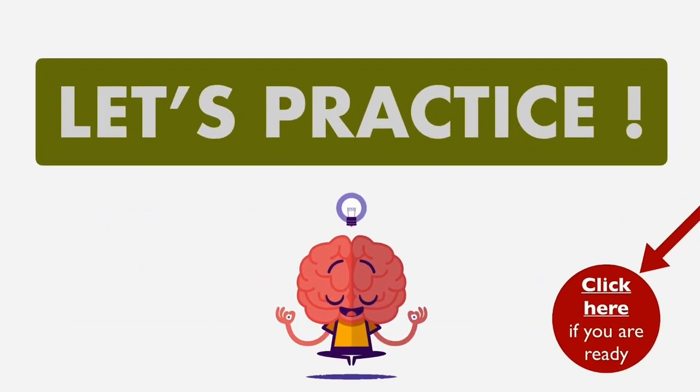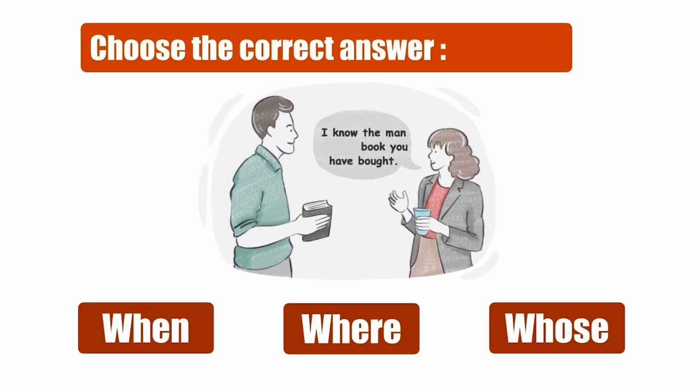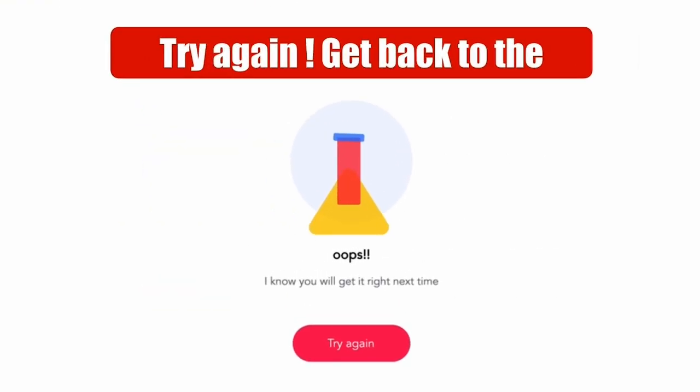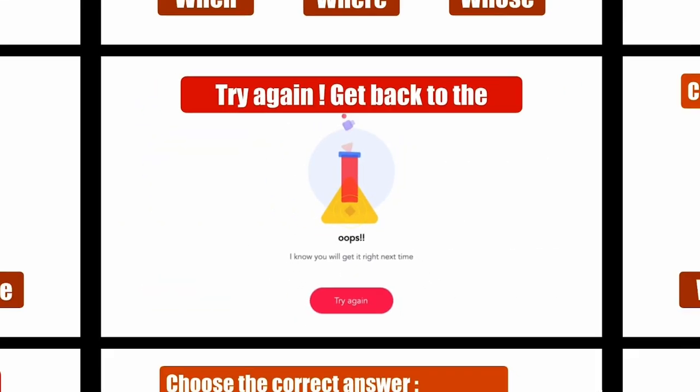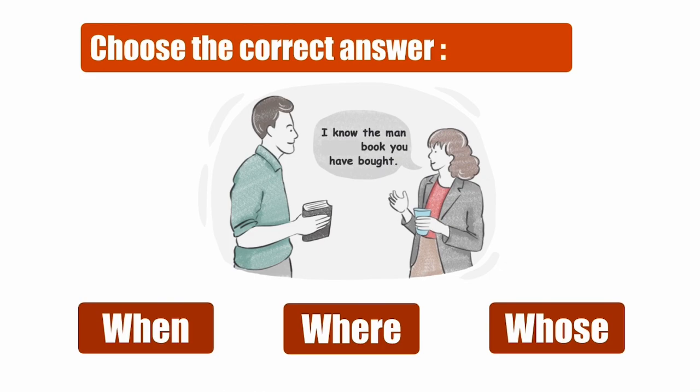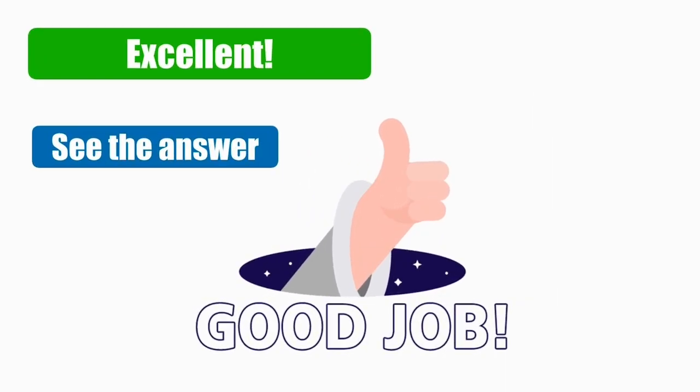Let's practice. Are you ready? If you're ready, click here, please. Choose the correct answer. I know the man, space, book you have bought. Do you think the correct answer is where? Let's try. Nope. Try again. So I'll choose whose. I know the man whose book you have bought. Excellent. This is the correct answer.